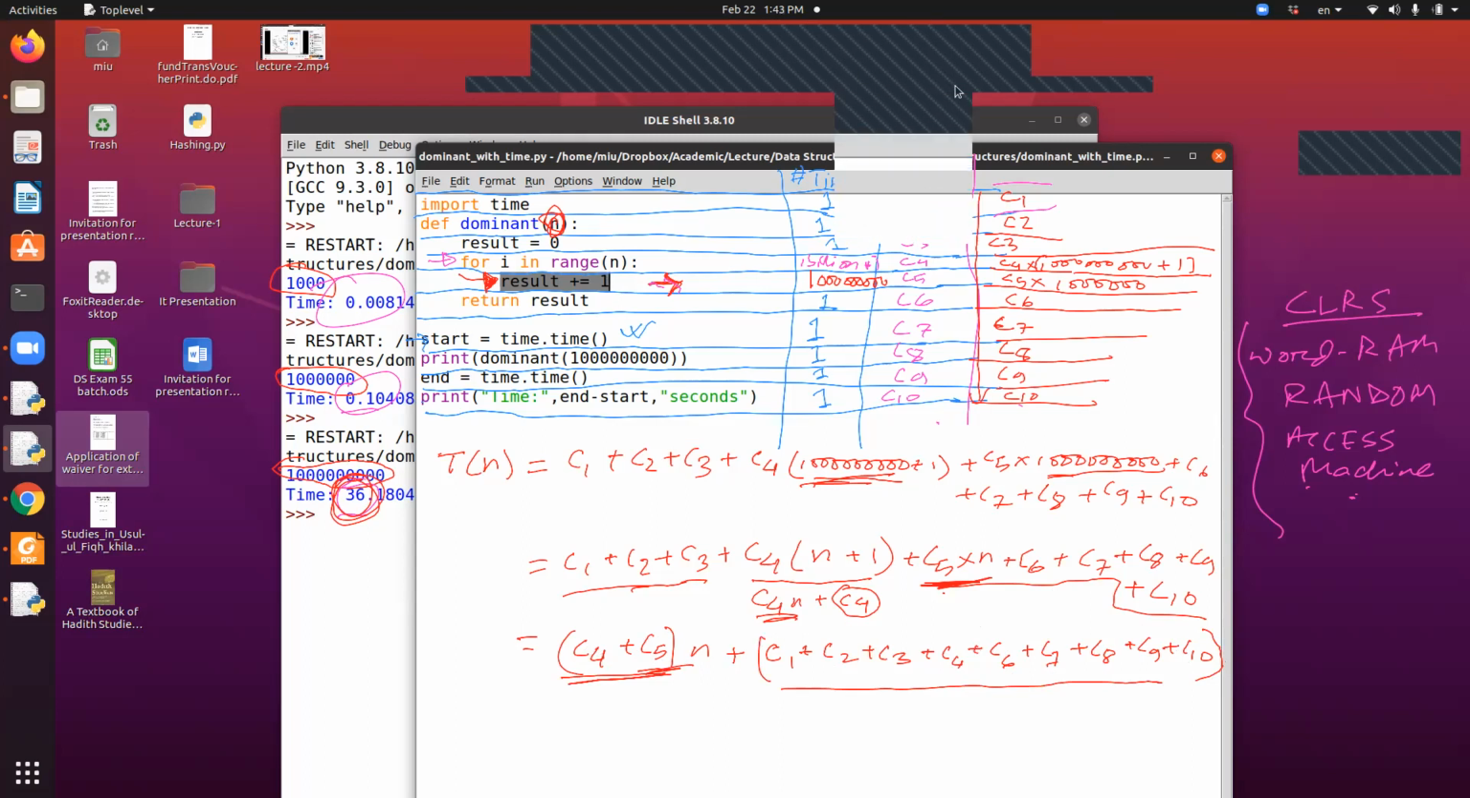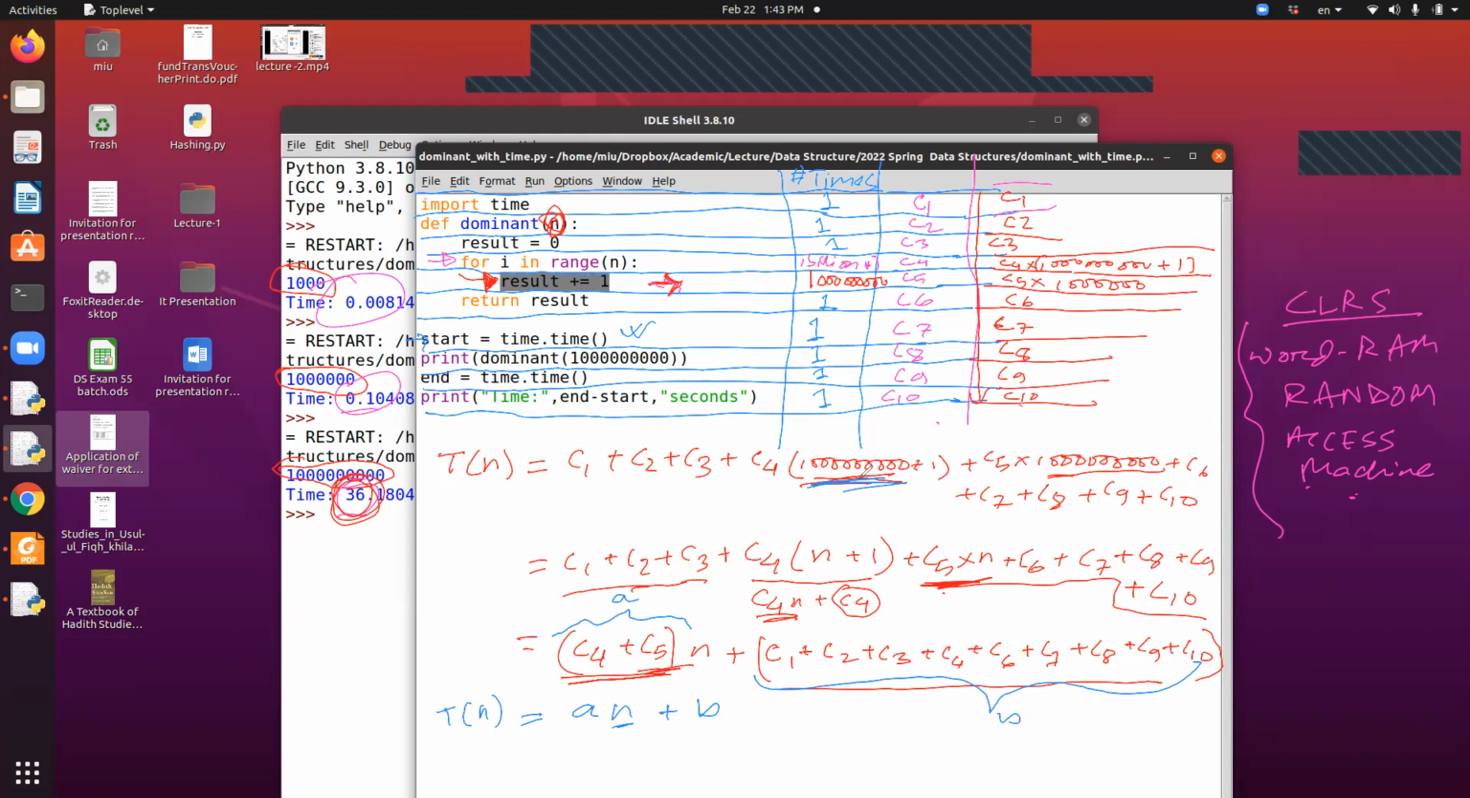In algebra, it is legitimate to assume something is equal to something. We can let x be equal to blah blah blah. So we can consider C4 plus C5 is equal to A, and all these constants equal to B. And we can simplify this equation this way: Tn is equal to an plus b. And remember, in this case, our n is 1 billion.